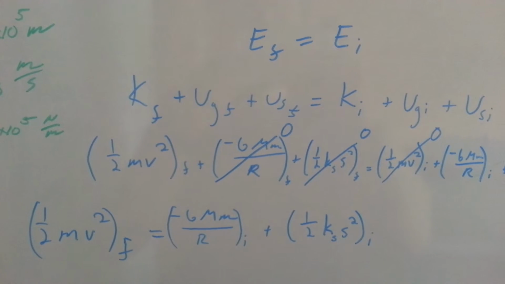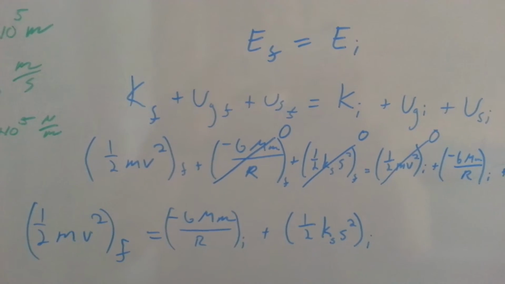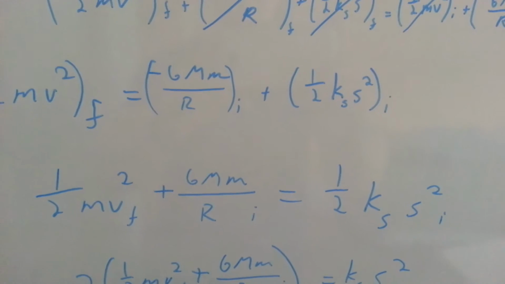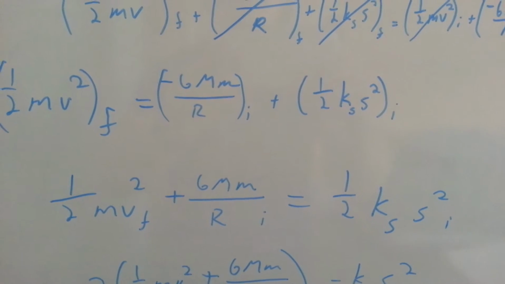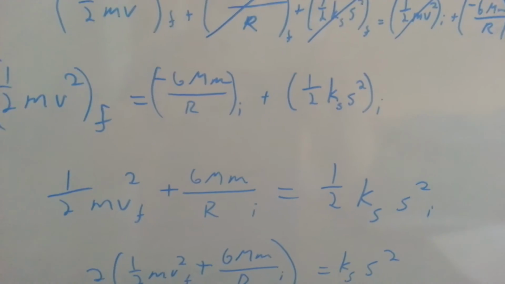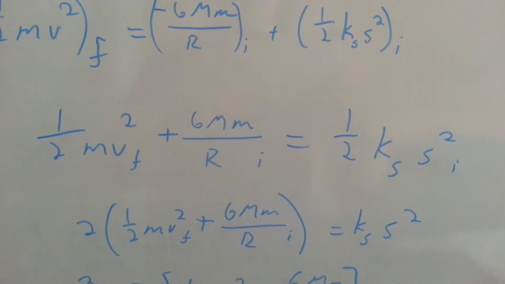And from this simple formula, we're looking for S. How much is compressed? We're trying to solve for S. So, we will move here. We will add the initial gravitational potential energy, and then we will try and isolate S.